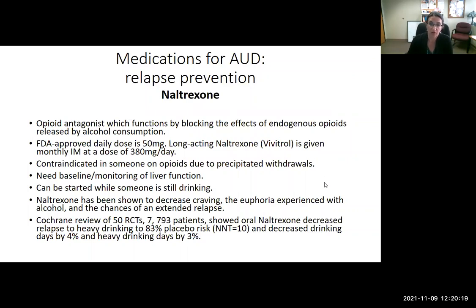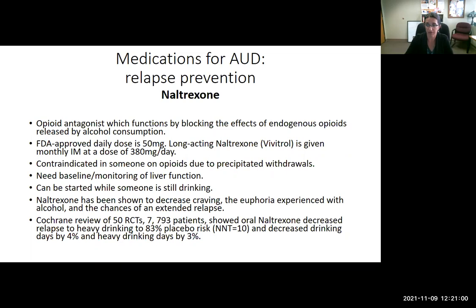So what are the medications for alcohol use disorder for relapse prevention? And really the standard is naltrexone. This has a large body of evidence. Naltrexone is an opioid antagonist, so that functions by blocking the effects of endogenous opioids that are released by alcohol consumption. So working on that mu receptor, the same one that the opioids work on. And naltrexone has also been FDA approved for opioid use disorder, but in its oral form is effective for alcohol use disorder rather than opioid. Its FDA approved dose is 50 milligrams. However, there's the long acting form, otherwise known as Vivitrol, and that's given in a monthly injection.